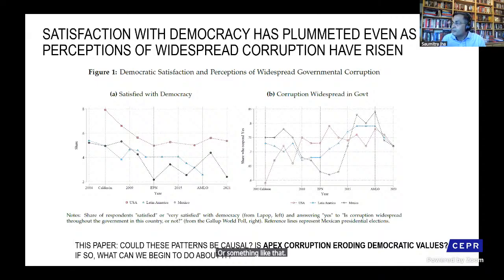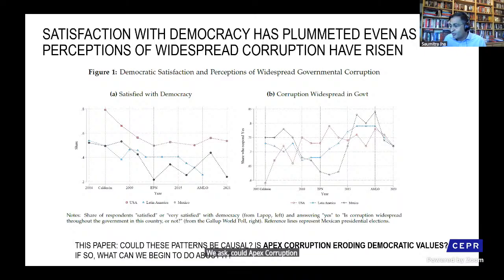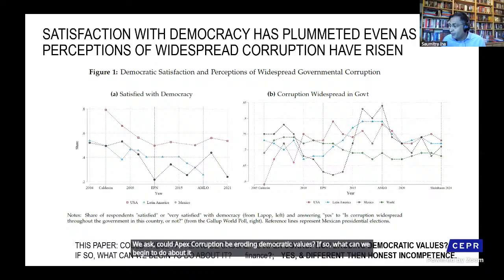So as we described, satisfaction with democracy has plummeted even as perceptions of widespread corruption have risen. We ask, could apex corruption be eroding democratic values? If so, what can we begin to do about it? Well, we find, yes, apex corruption is eroding democratic values, and it seems to be different than honest incompetence. In fact, economic underperformance bolsters people's willingness to turn out to vote. What can you do about it?